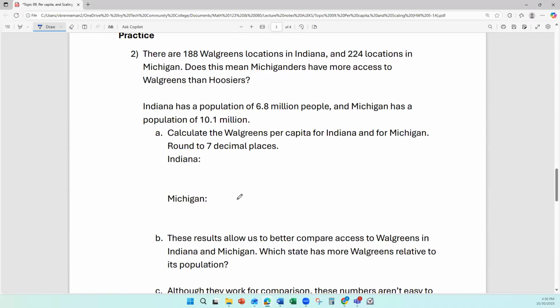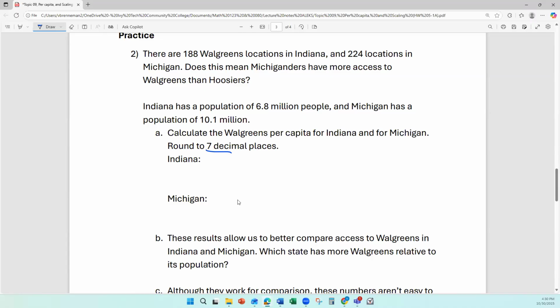But if we want to talk about does Michigan have more Walgreens than Indiana? Well, Michigan is a bigger state, it's a larger area, it has more people. So, do they actually have more Walgreens if we adjust that for the population? So, for that, we need to know the population. So, Indiana, 6.8 million, Michigan is 10.1 million. We're going to calculate the Walgreens per capita rounded to 7 decimal places.